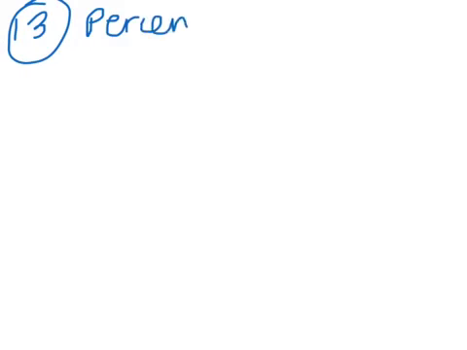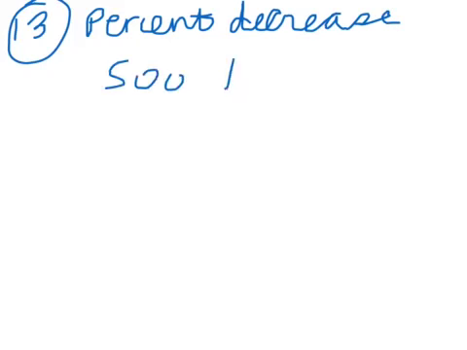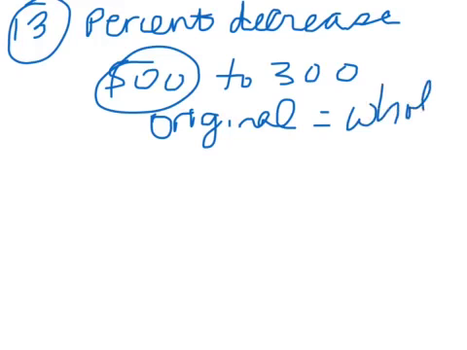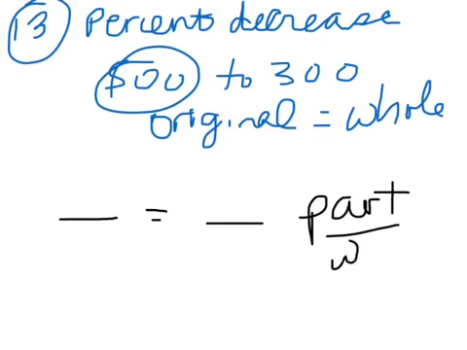Okay, last one, here's the percent decrease. You go from 500 to 300. And remember, your starting amount is always your original amount, and it's considered your whole. So if I'm going to do this with the ratio method, I'm going to do two fractions, part to whole. They're asking us for a percent.